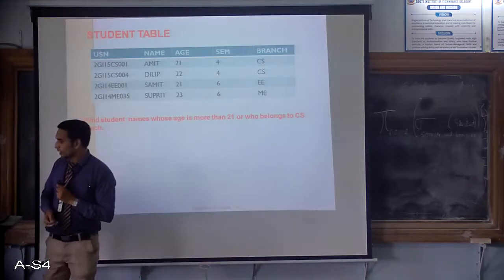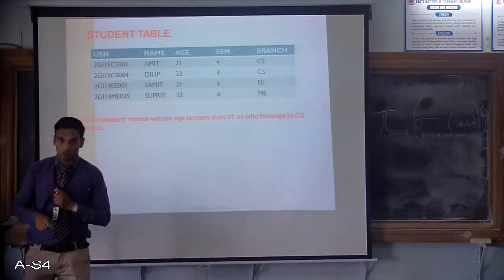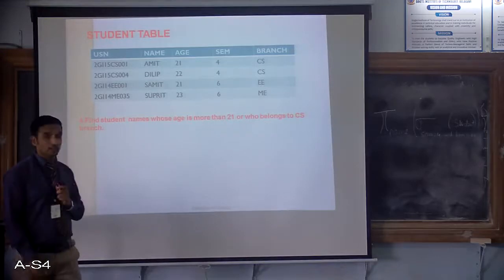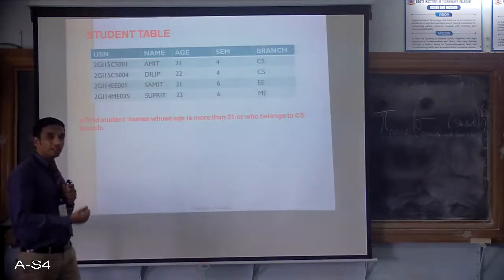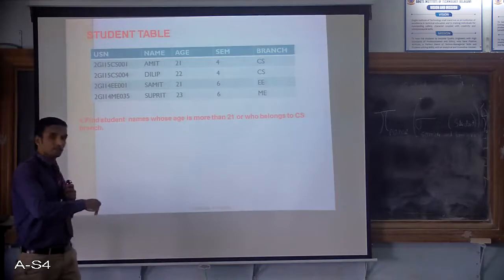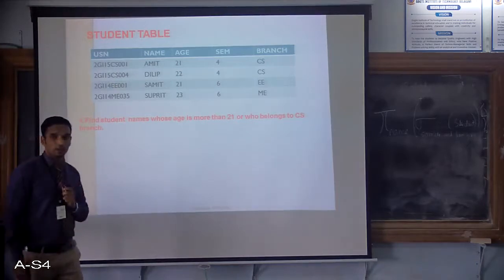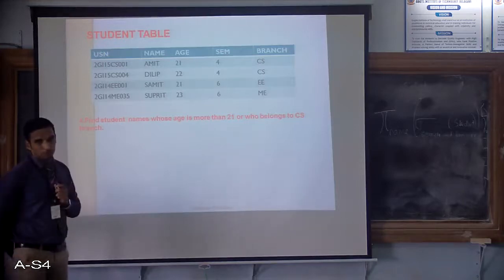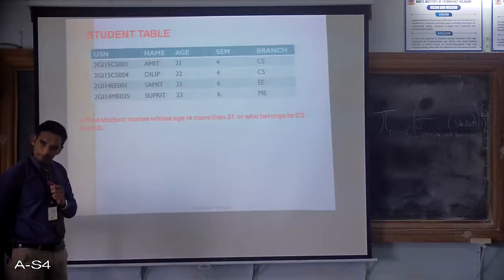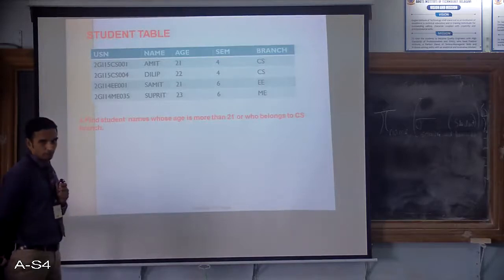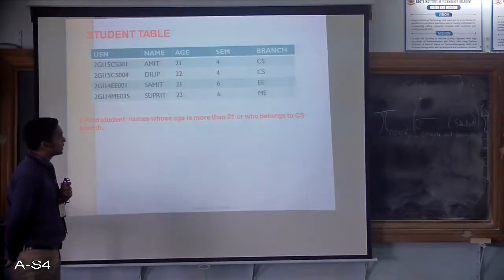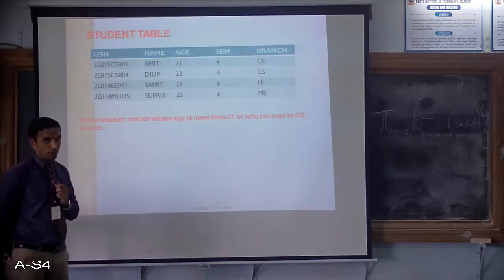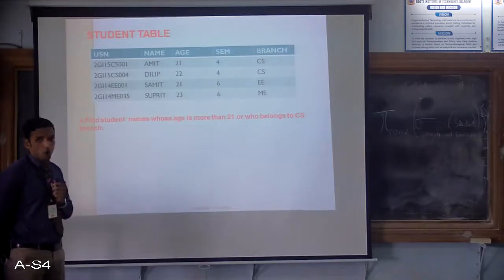Again, find the student names whose age is more than 21 or belongs to CS branch. So directly don't start writing the query first, students. First understand the question, fetch the output, then query it. Let's work out what would be the output for me now. Find student names. So which column they are targeting? Name. So name should be displayed for me. Only names they want, okay? Whose age is more than 21. Now they are giving a condition here. The age should be more than 21 or he should belong to CS department.